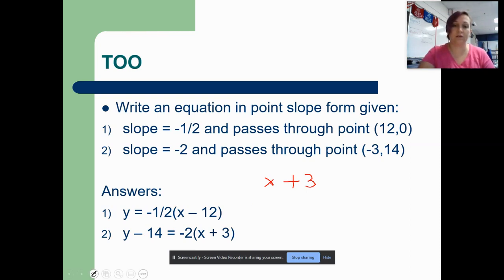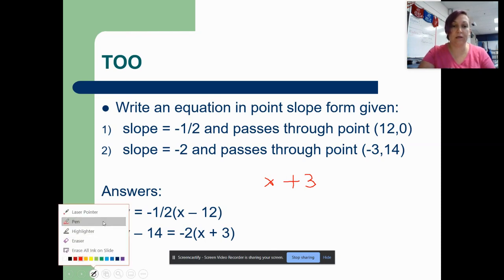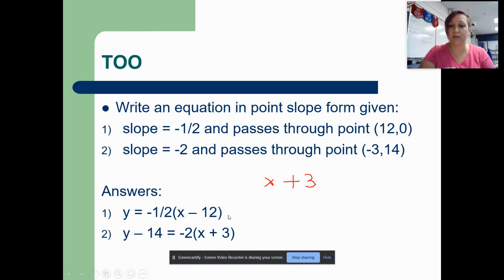So again, notice that the 3, which was negative originally, turned into a positive. And that's always going to happen. Whatever sign your number is in the ordered pair, it's going to be the opposite sign when you plug it in, right? Our 12 was a positive 12, but it turned into a minus 12. Our 14 was a positive 14. It turned into a minus 14. So that will always be true.